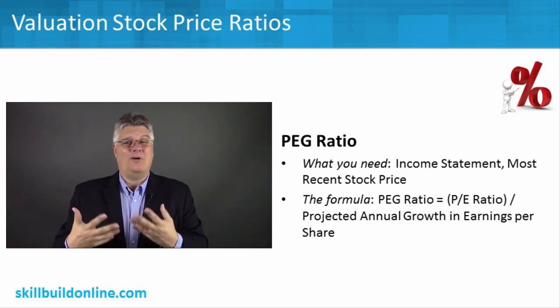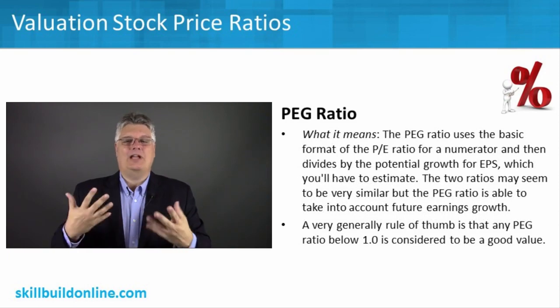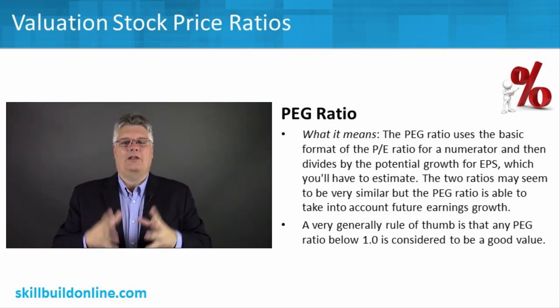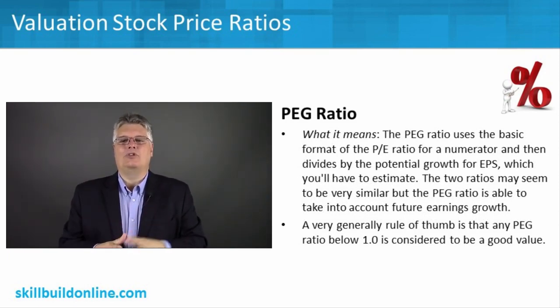Okay, so there are a lot more moving parts in here. Don't worry about that as much. I would just go out and try to find sources that will list out the PEG ratio. You can find those out there. But that's how it's determined: the PE ratio divided by the projected annual growth in earnings per share.